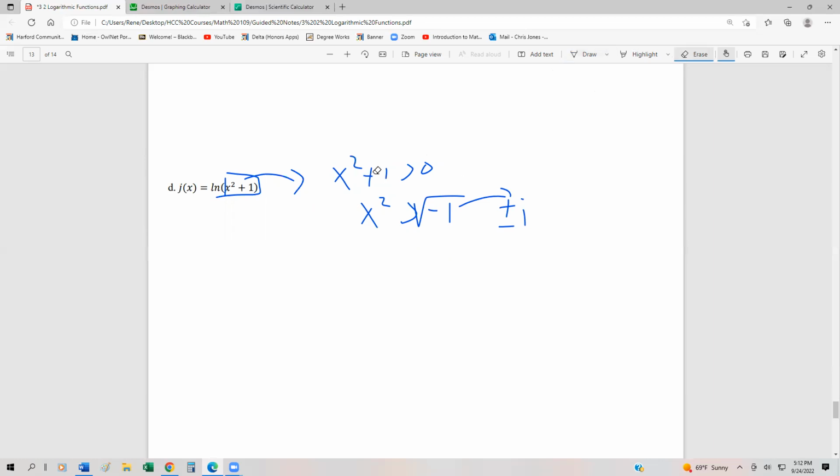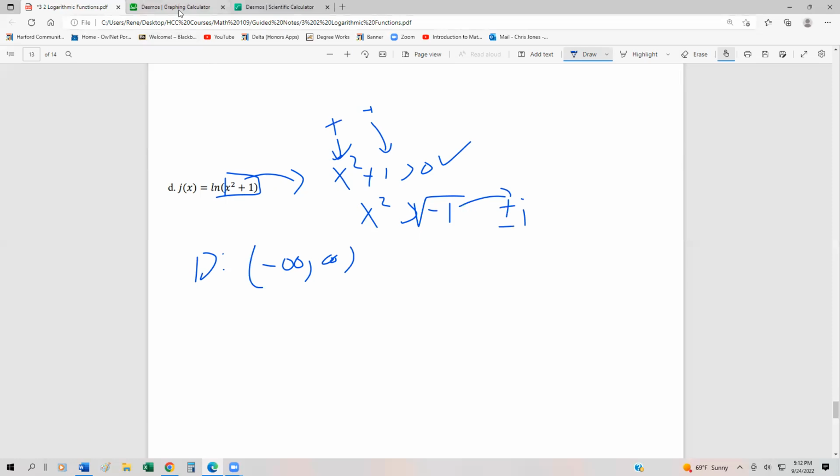And think about this. If you plug any number into x squared plus 1, x squared is always positive or 0, and then this is a positive number. So a positive plus a positive is always greater than 0. So this is always true, and the domain for this function would be all real numbers. There's no number that we can't plug in that won't give us some sort of output.